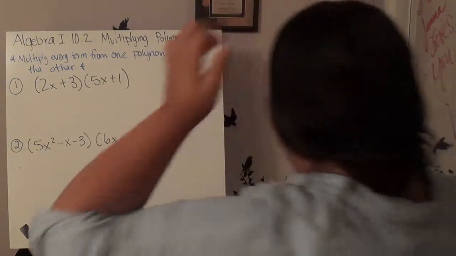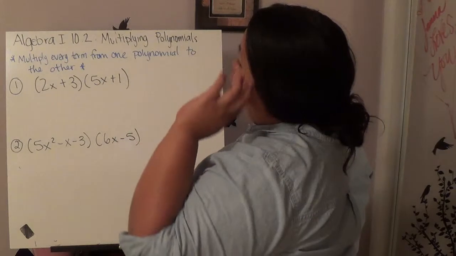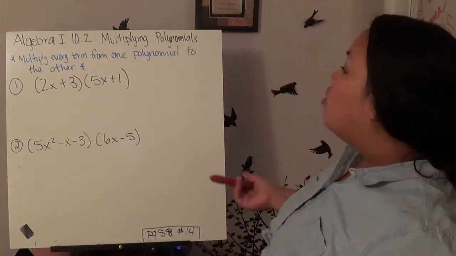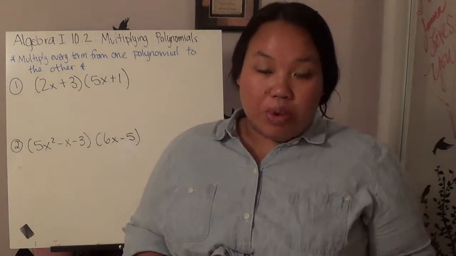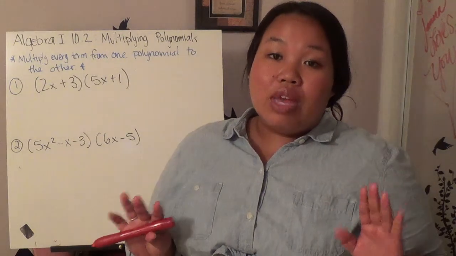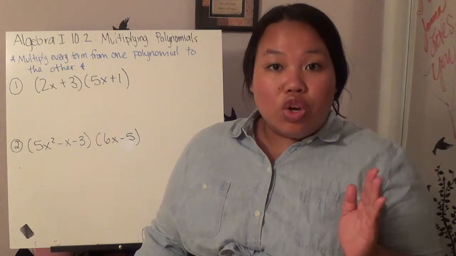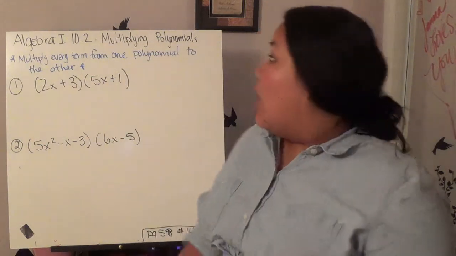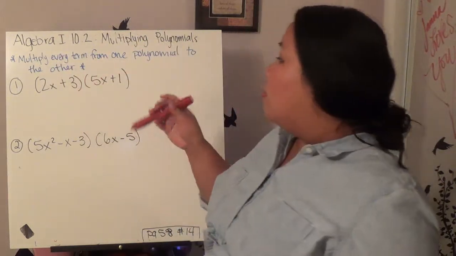Algebra 1, section 10.2, we're dealing with multiplying polynomials. So, in order for us to remember multiplying polynomials, we need to multiply every term from one polynomial to another. There's a term called foiling in your book. I'm not the biggest fan of foiling because it teaches you a shortcut that can only be applied to one type of polynomial. So we're going to learn how to do it so you can apply it to any polynomial that you see. And basically the rule is you multiply every term from one polynomial to another.